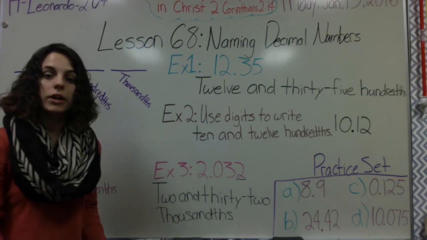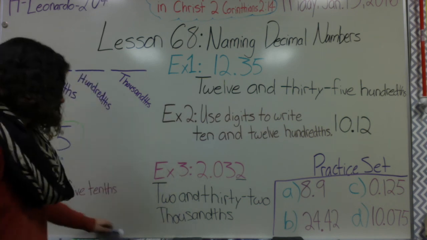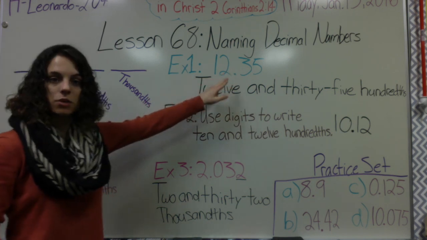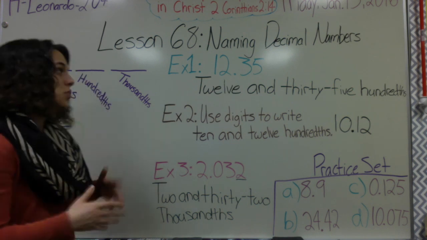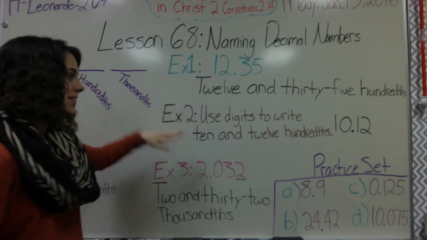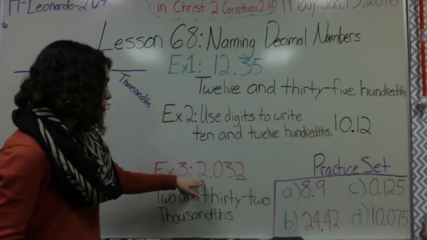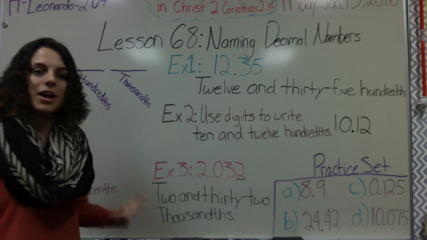Again, it's very important to know your decimal place values when naming your decimal numbers. The decimal point always says and, we don't say point, so that is going to be completely incorrect whenever you say that. Now, this says 12 and 35 hundredths, this says 10 and 12 hundredths, and this says 2 and 32 thousandths because it ends in the thousandths place.